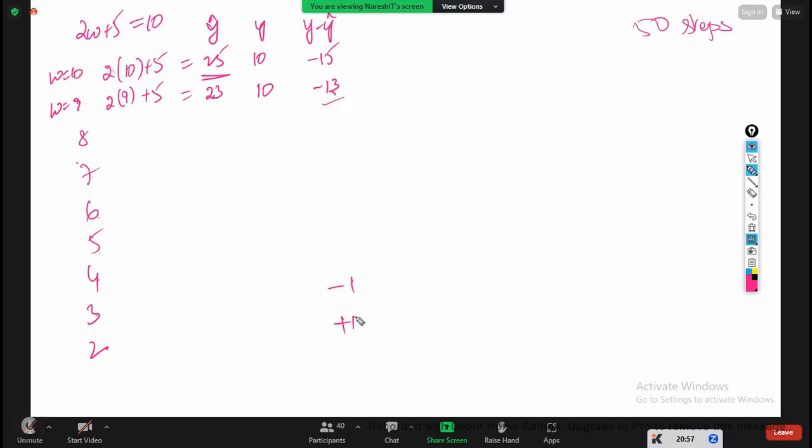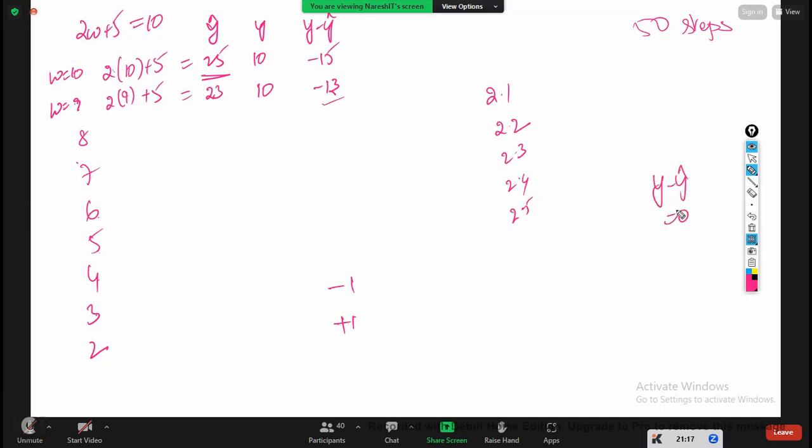Now what are you going to do with this? How many steps are already completed? 1, 2, 3, 4, 5, 6, 7, 8, 9. Already 9 steps are completed. Now for the 10th step, you are going to try with 2.1. The 11th step is 2.2, 2.3, 2.4, 2.5. With 2.5 itself, you have got y minus y hat equal to 0.